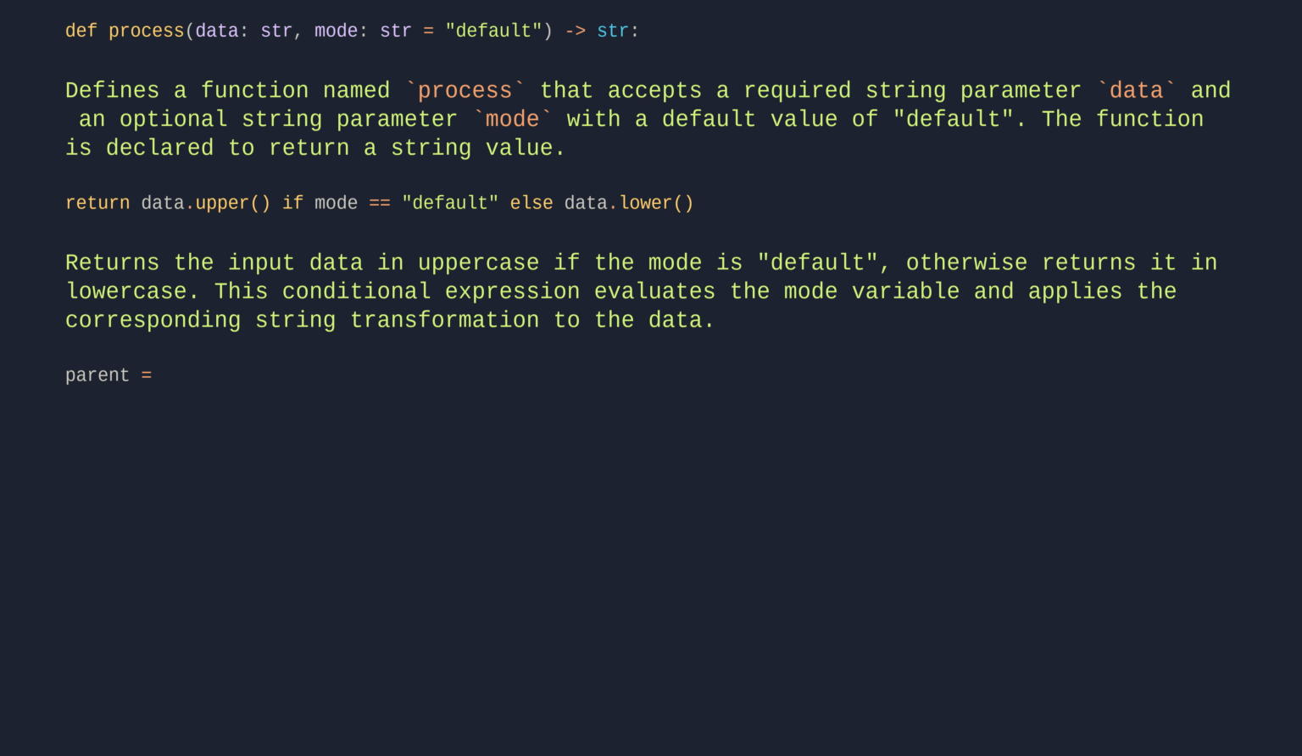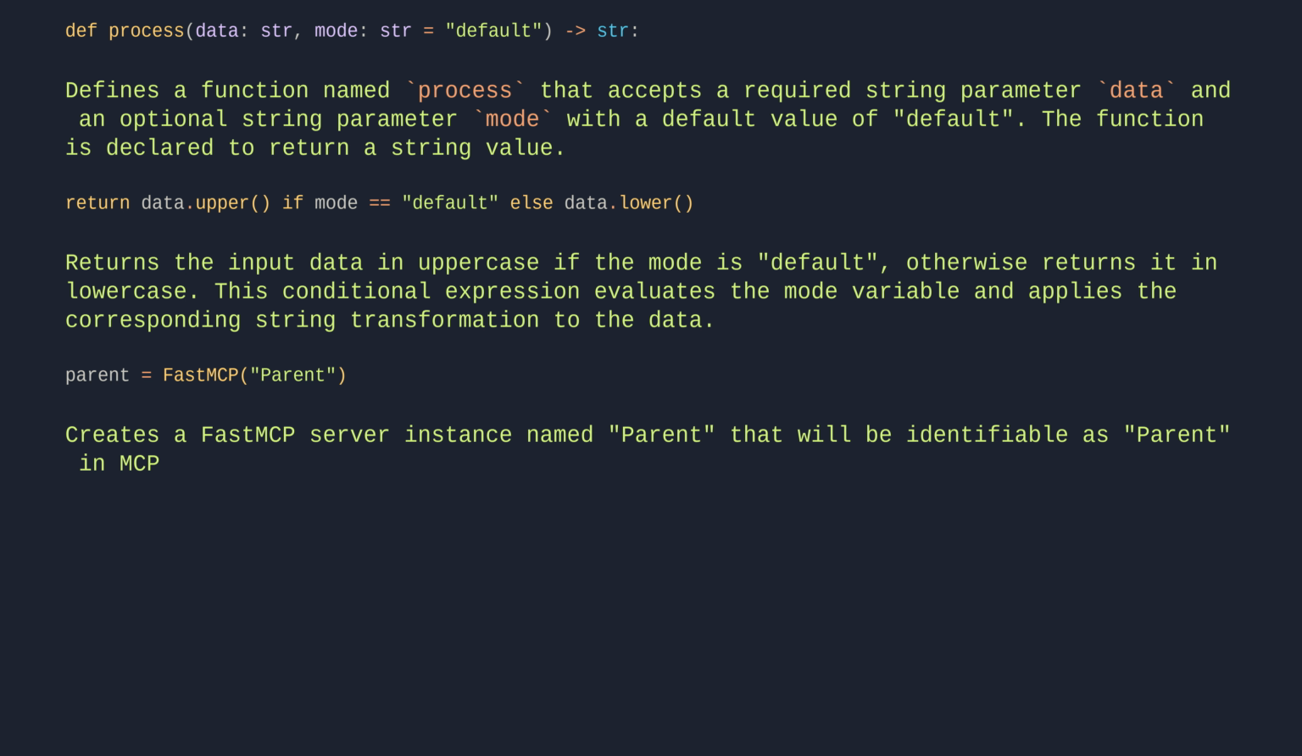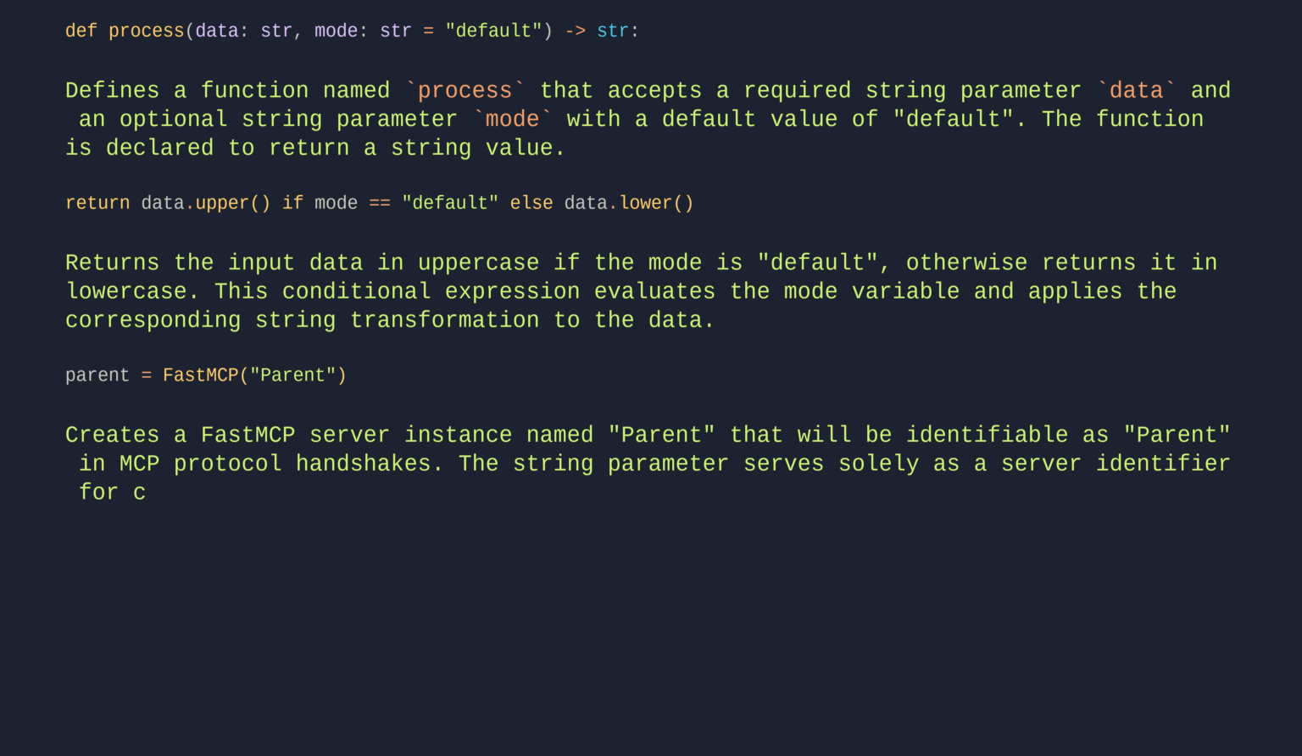parent = FastMCP("parent"). Creates a FastMCP server instance named parent that will be identifiable as parent in MCP protocol handshakes. The string parameter serves solely as a server identifier for client recognition during protocol interactions.